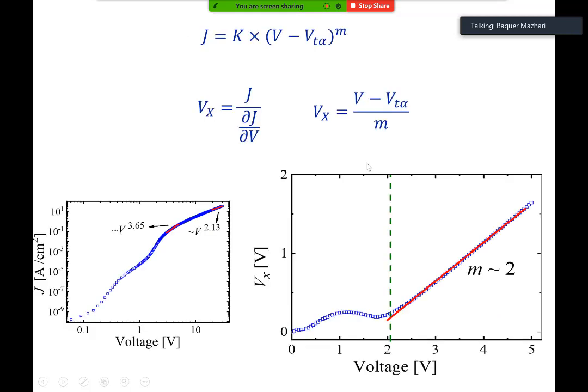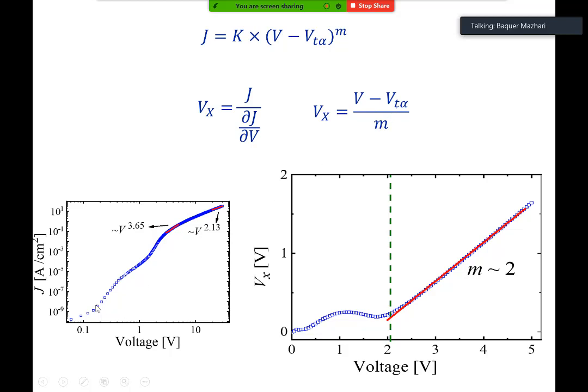So what we suggest is that instead of doing a log-log plot and taking slopes, you use this particular function here. A function called Vx, because it has the units of voltage here, Vx equal to j divided by the derivative of j with respect to v. If you do that, then if you have a characteristics of this form, Vx turns out to be (v minus vt alpha) by m here. And therefore you get a straight line, from the slope of which you can get the true exponent m, and you can get the threshold point here also.